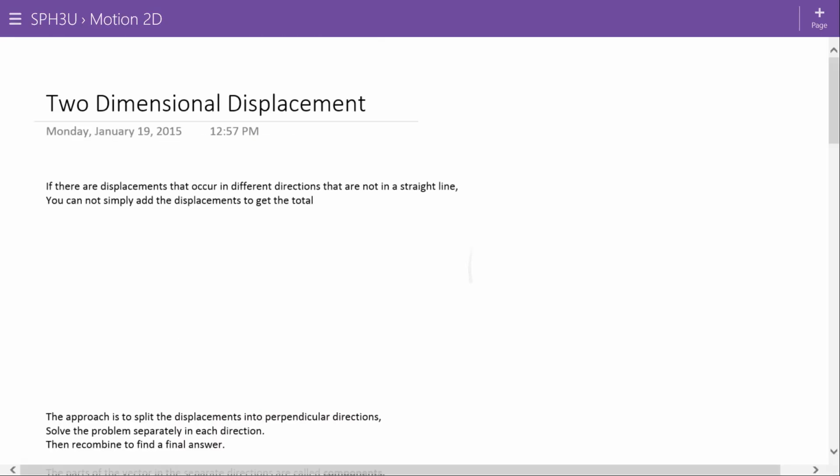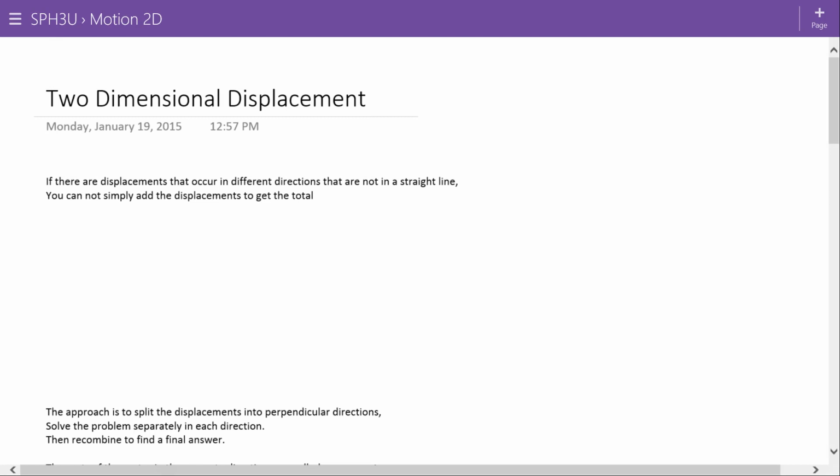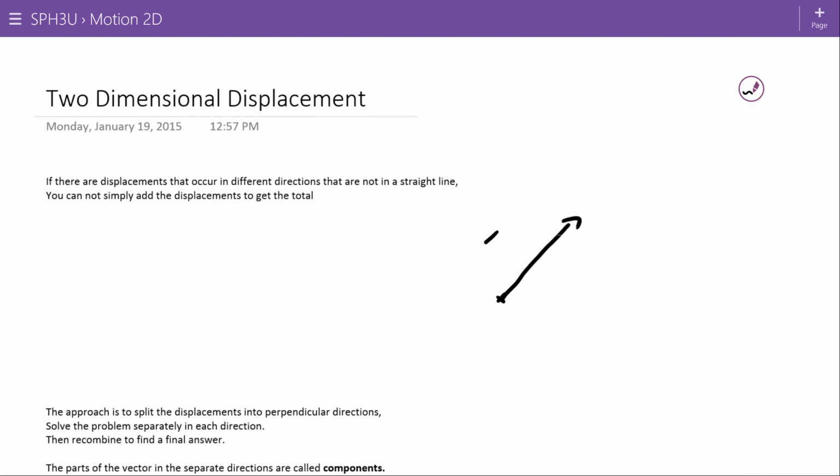In this video, we're going to be looking at how to handle when the displacement of an object occurs in more than one direction. You can imagine, let's say for example, that you started at this location here and you went in some random displacement like that, delta d1, and for the heck of it, let's just say that was 5 meters. And then you changed directions and you went down here, and again, for the heck of it, we'll say that that's 3 meters.